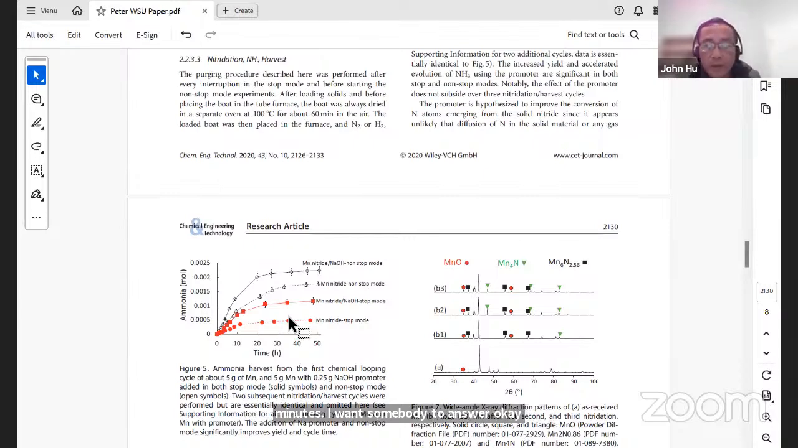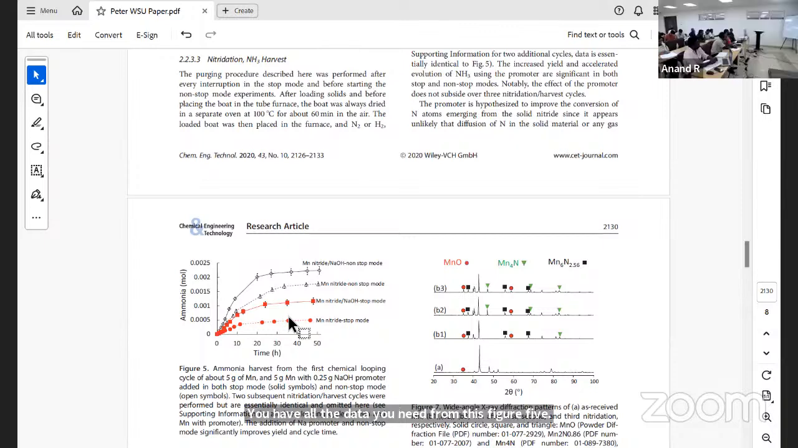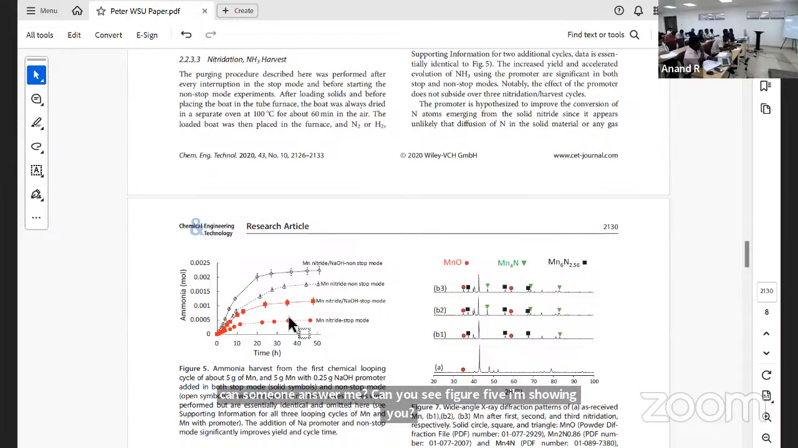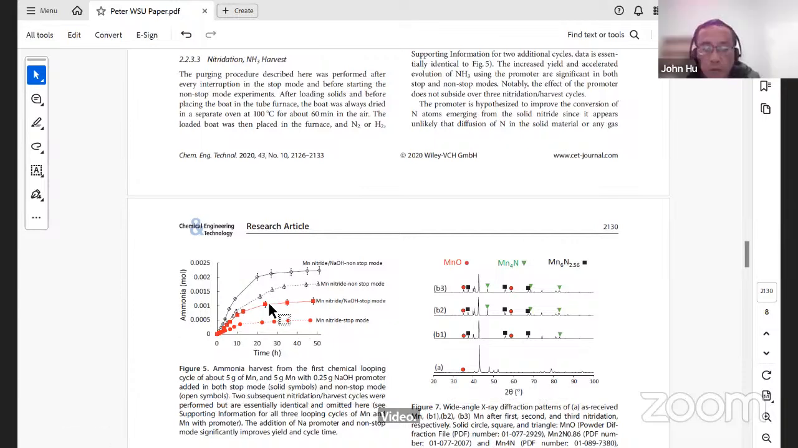Can everyone see figure 5? I'm sharing it with you. Yes, sir. Okay, so you've got the data. Look at figure 5, that's your data. Based on the laboratory data, if you want to build a 100 kg ammonia plant, how much manganese do you need?